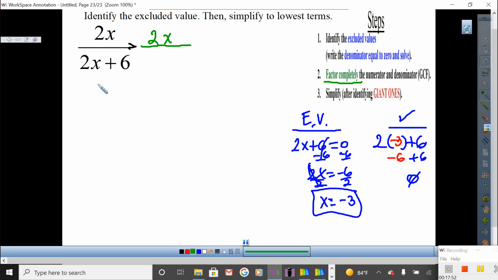Yes, what's the GCF? 2, and that leaves us with x plus 3. All right, from there, can I identify giant ones? Yes, 2 over 2 is 1. Can I also do x over x? So you never, why not? Yeah, because of the addition sign. We can't do that when there's addition or subtraction, so therefore we're left with x over x plus 3.